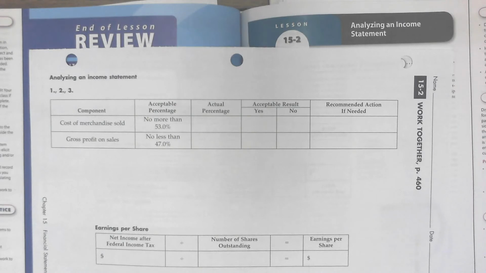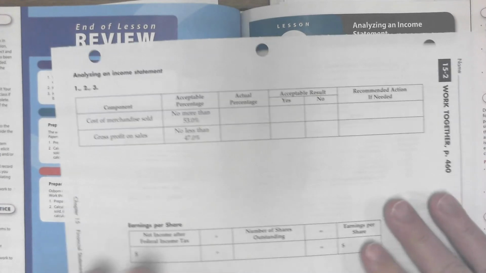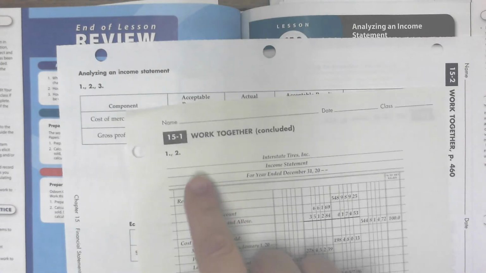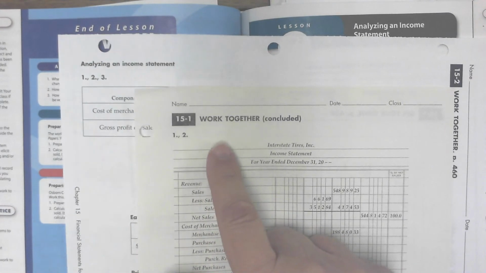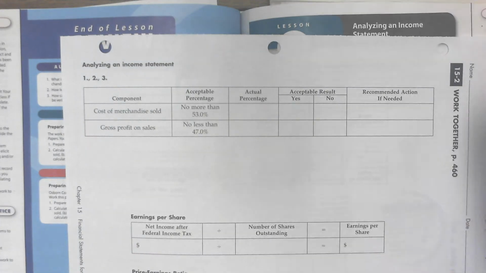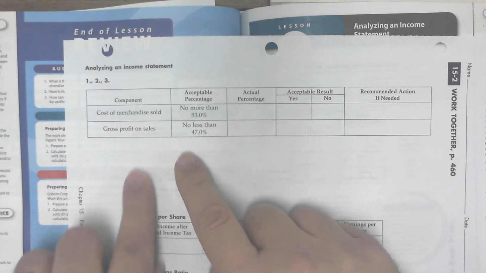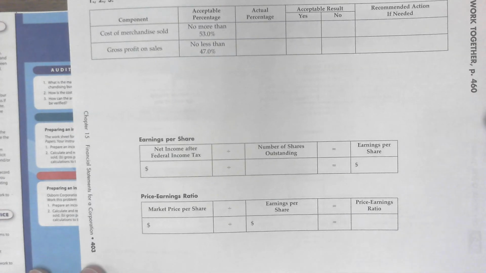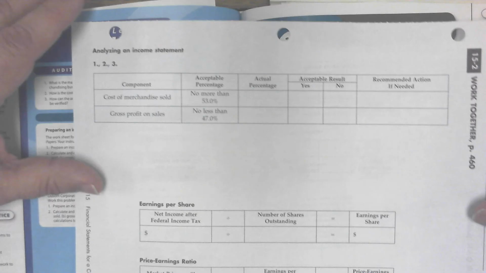Section 2, analyzing the income statement, and it's going to be the income statement from the work together from Section 1. So you've got this handy dandy chart. All we're going to do is basically just fill in the blanks.